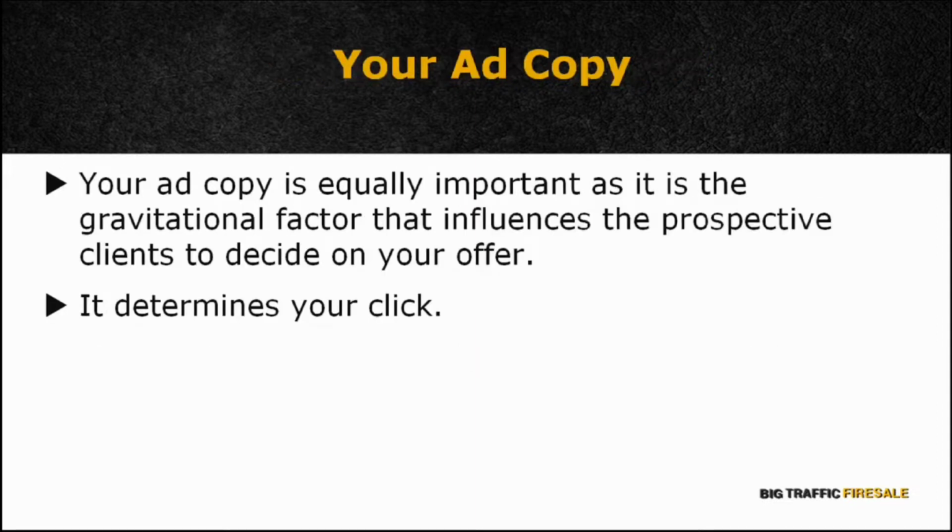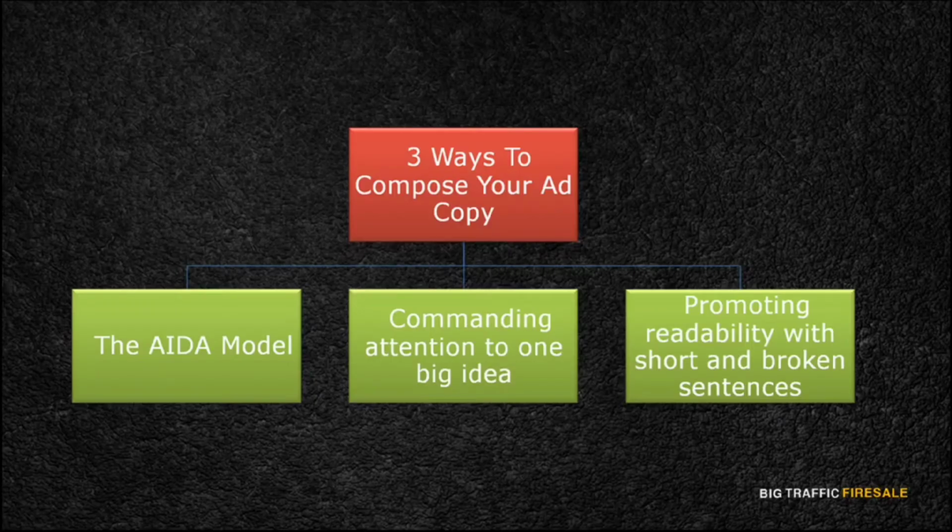Last but not least is your ad copy. The ad copy is equally important as the other elements, as it's the gravitational factor that influences the prospective clients to decide on whether or not they should click on your ad to know more. It determines your click. There are 3 ways to write a persuasive ad copy. The first step is to use the AIDA model as a guide to write your copy. AIDA is an acronym that stands for Attention, Interest, Desire, and Action. It's an approach used by advertisers to describe different phases of consumer engagement with an advertisement.